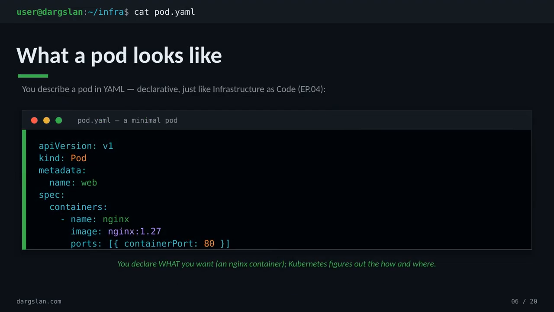And here's what that box actually looks like on disk, a small chunk of YAML. Same declarative style we used back in the infrastructure as code episode: kind Pod, a name, and under spec, the container we want. Nginx 1.20.7, listening on port 80. Notice what's missing. There's no which node, no how to start, no restart logic spelled out. You're just stating what should exist, and Kubernetes works out the how and the where on your behalf.